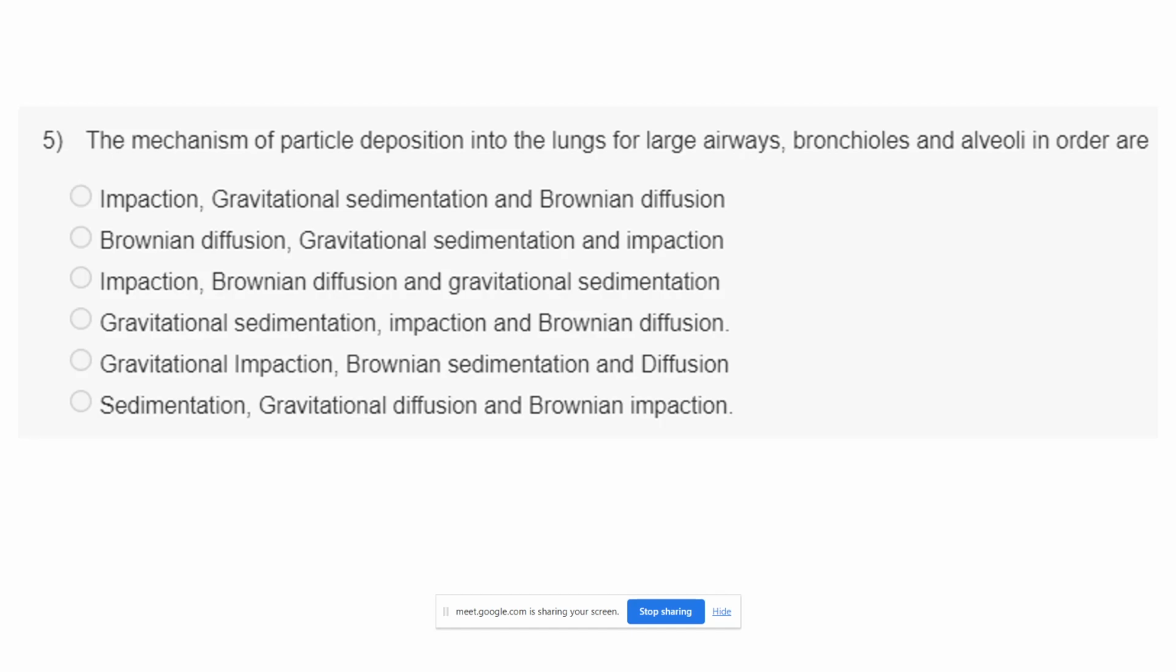Option A, ma'am. Okay. Impaction, gravitational sedimentation, and Brownian diffusion. Okay. Option A only. Anyone else would like to answer?